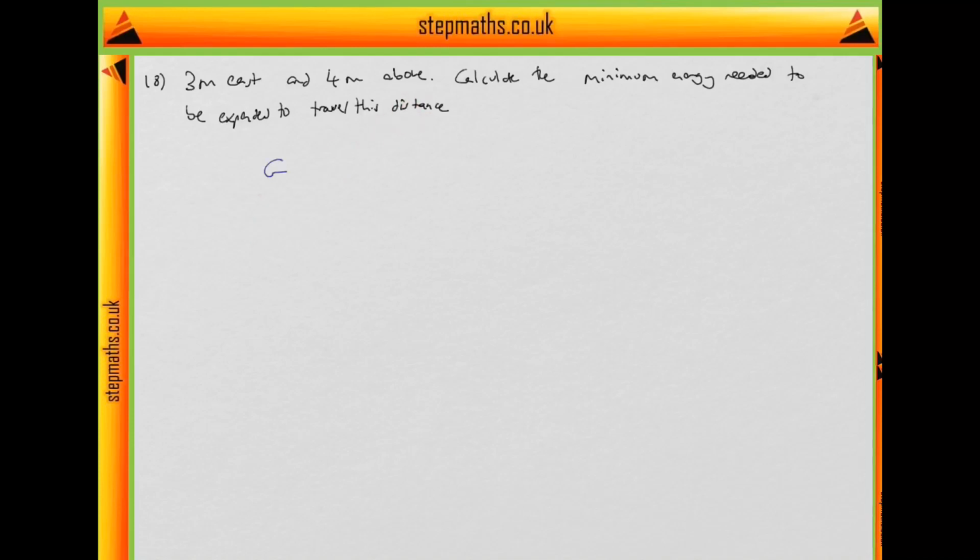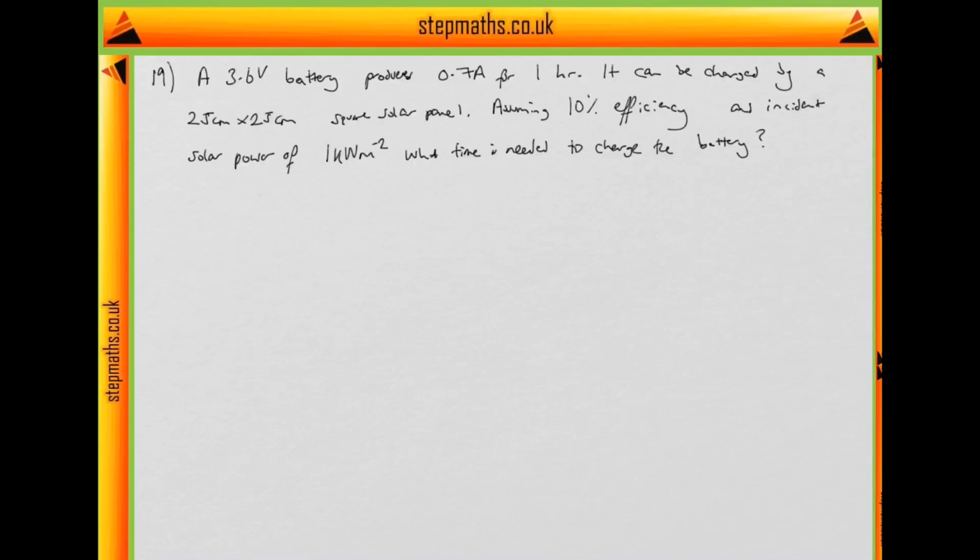Well, the change in GPE will be equal to her mass times the gravitational field strength times the height she goes through. We're told she's 60 kilograms, the gravitational field strength is 10, and the height she goes through is 4 metres. So that's 2,400 joules as the minimum amount of energy. So that's B.